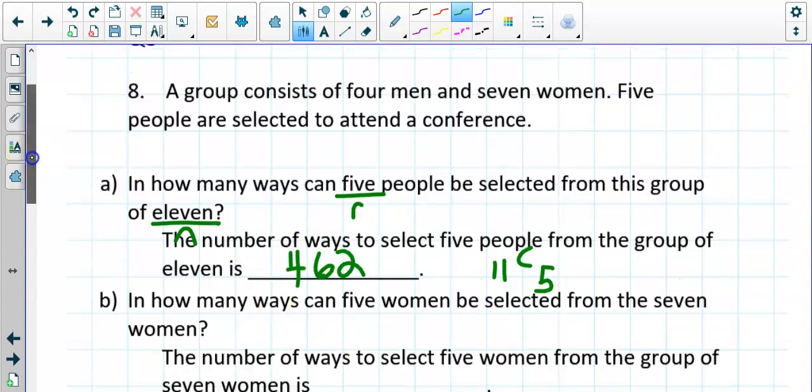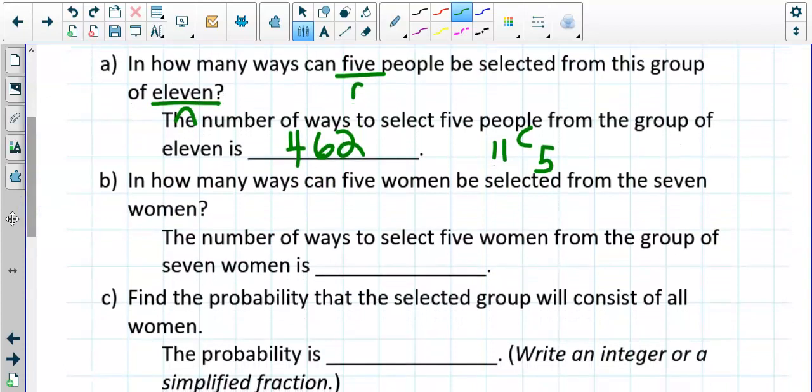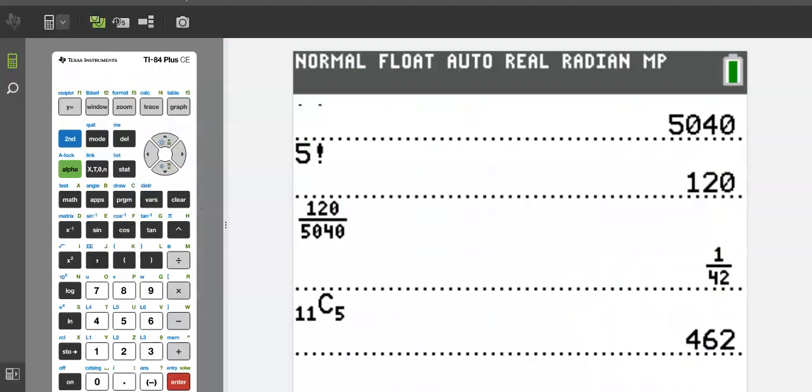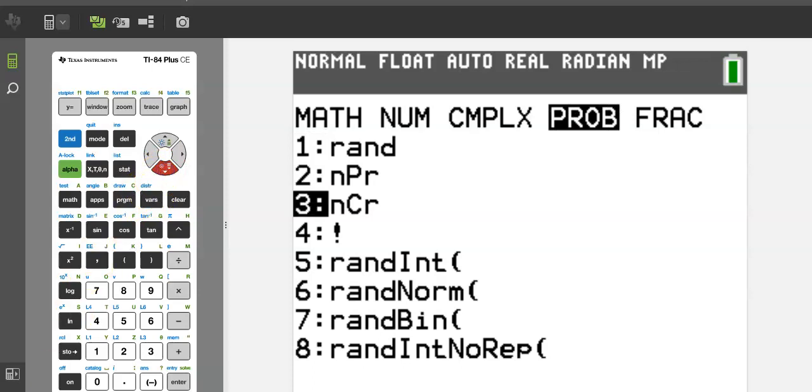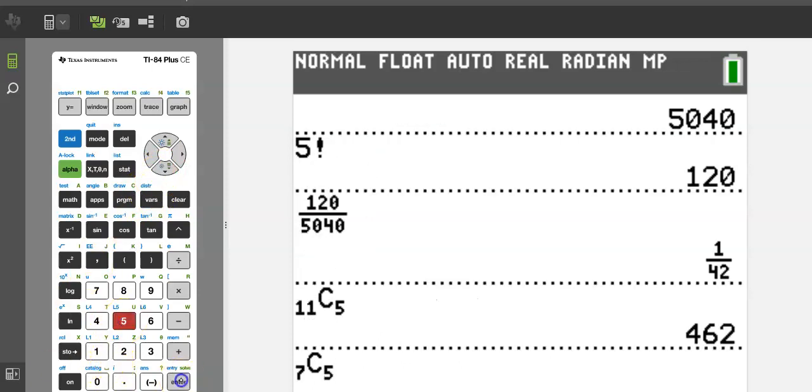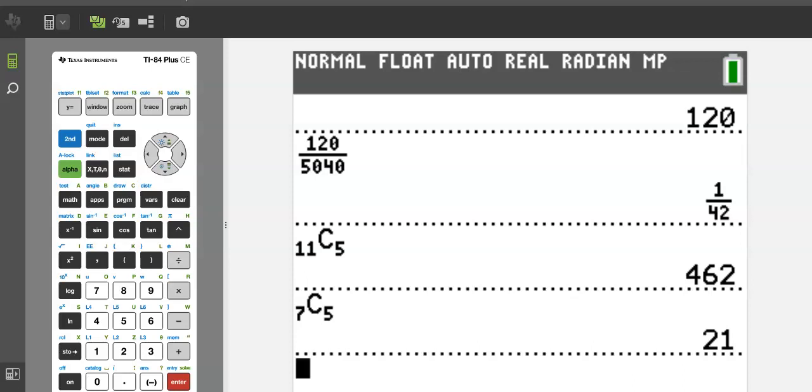462. Now down here, it wants to know how many ways we can select 5 women. So that 5 is our R from 7, that's our N. So we just go to our calculator and run 7C5. Not too bad. 7, math, scroll over, 1 more, scroll down, and 5. So there are 21 ways we can select 5 ladies out of 7.